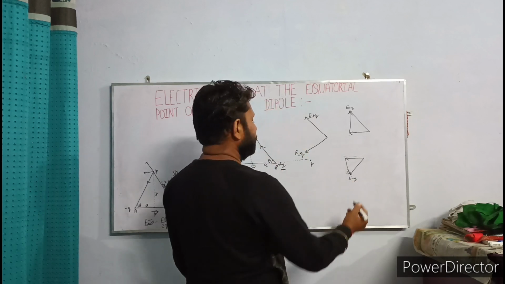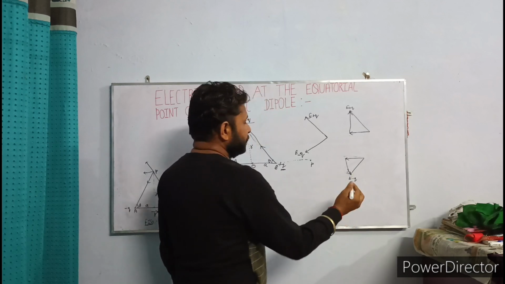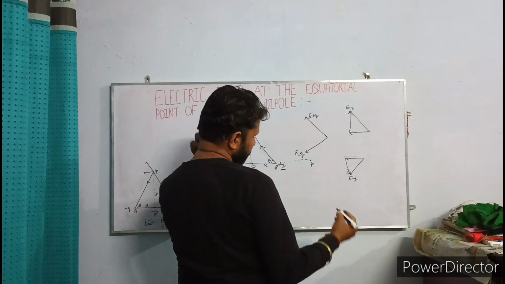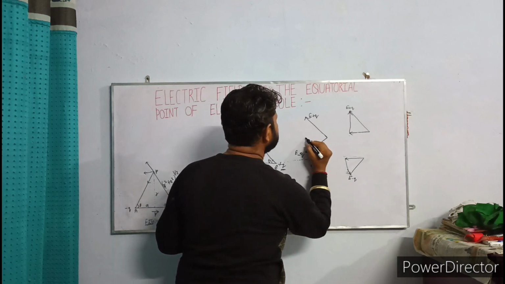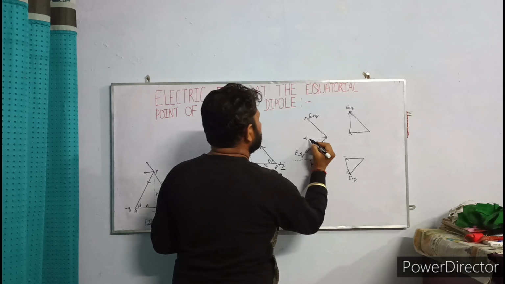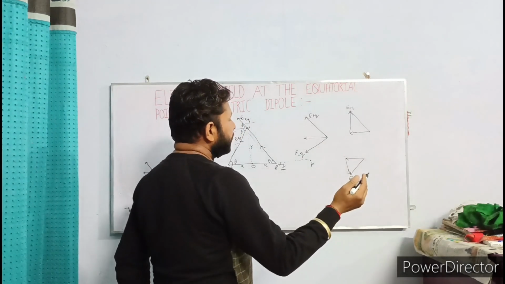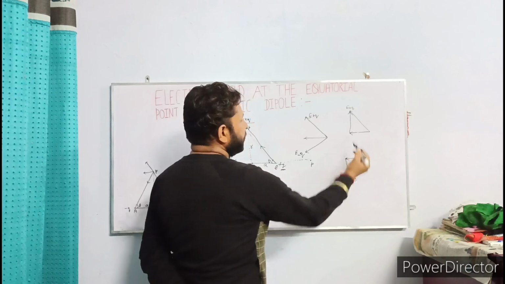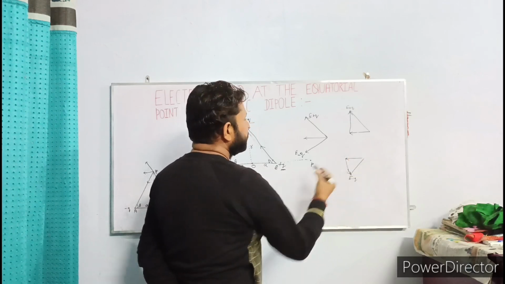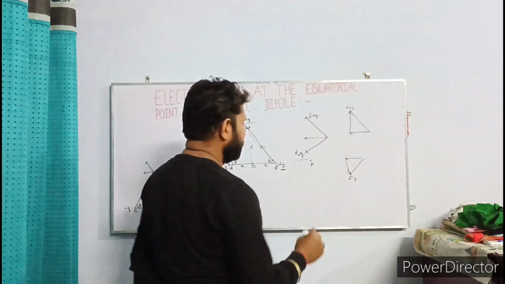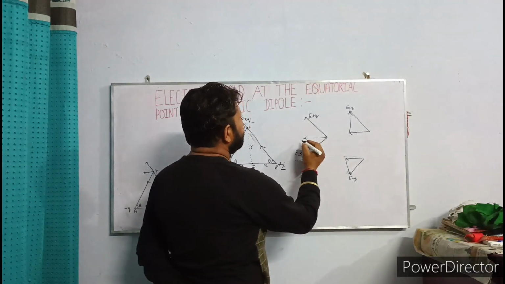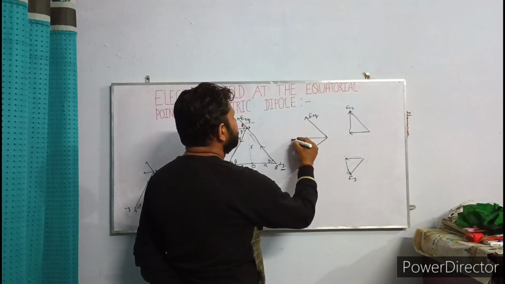Okay, students. The normal component is this and the base component is this here. So we draw it here. Here we can see that the base component of E plus Q and the base component of E minus Q have the same direction. It is the base component.